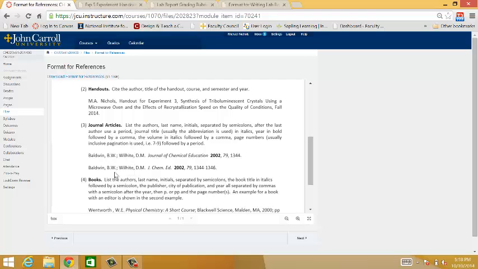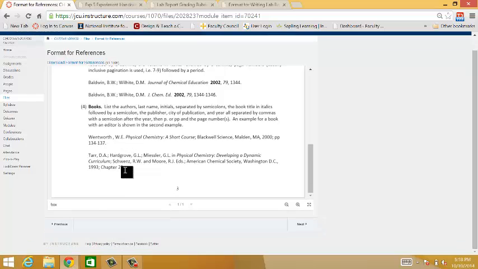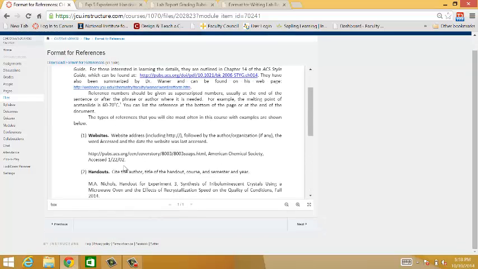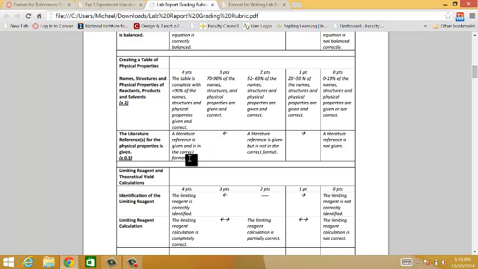If you have journal articles, here are some examples of how to reference those, and books. So finding those references, it's its own file on the Canvas website. Going back to our grading rubric, try and get them in the correct format for the references.